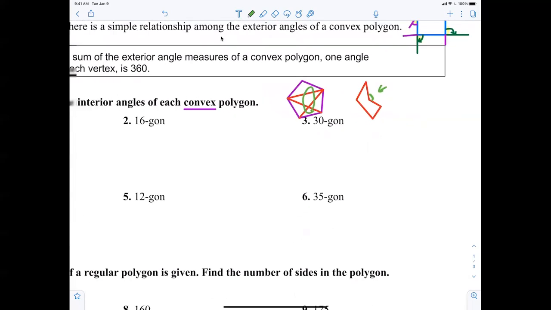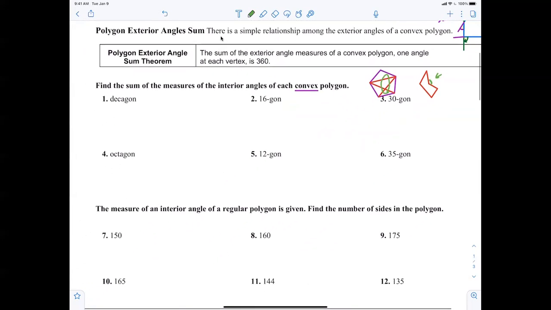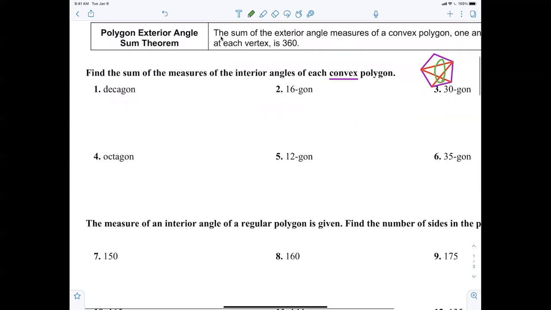All right. So with that being said, find the sum of the measures of the interior angles of each convex polygon. So what is the formula for that again? N minus 2 times 180.